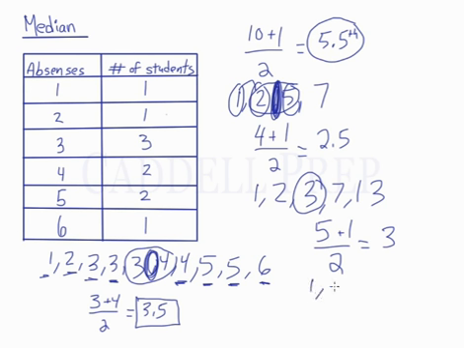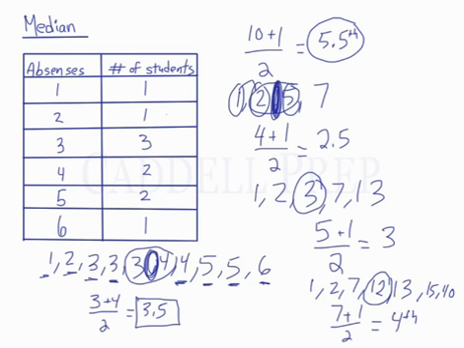One more example. We have 1, 2, 7, 12, 13, 15, 40. So we have 1, 2, 3, 4, 5, 6, 7 numbers. So do 7 plus 1 divided by 2. That's 8 divided by 2, so 4. So the 4th number is the median. 1, 2, 3, 4. So to find what number in order is going to be the median, you just add 1 to the total number and divide it by 2.